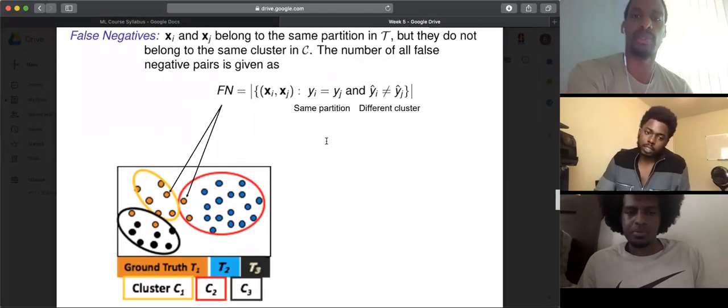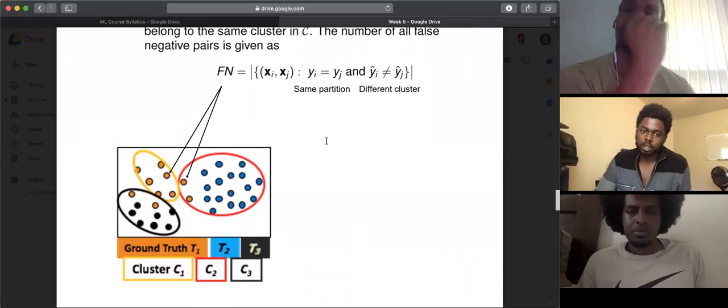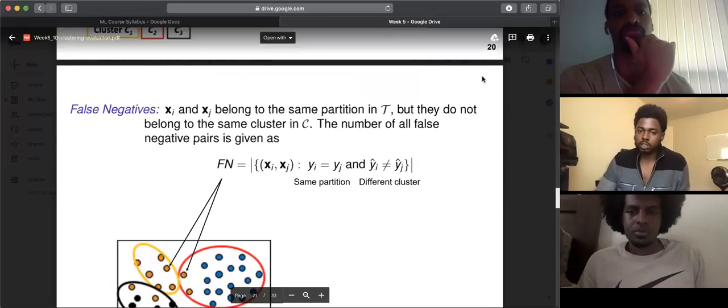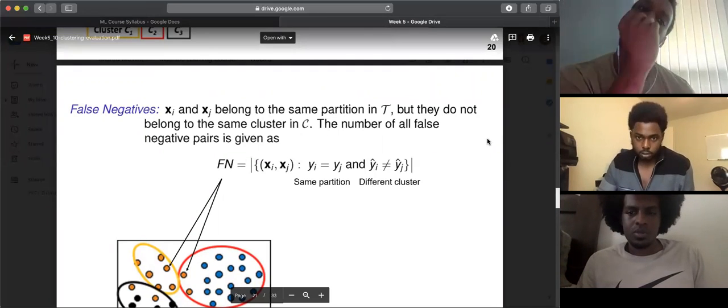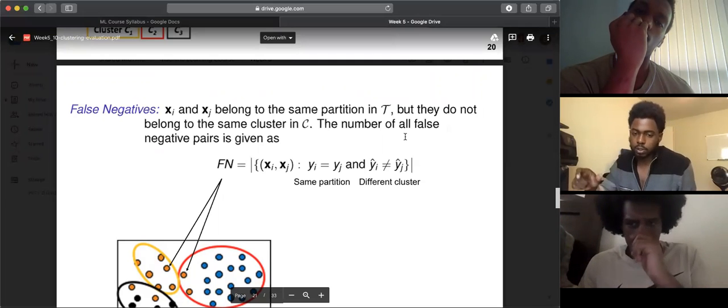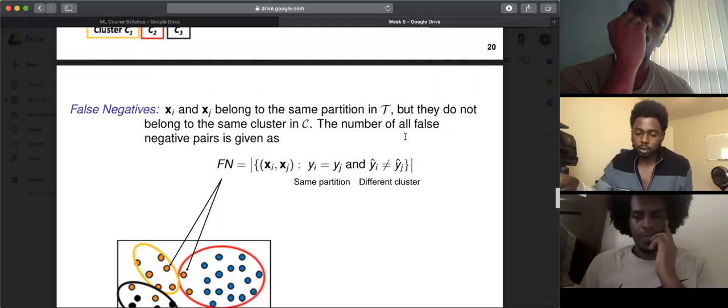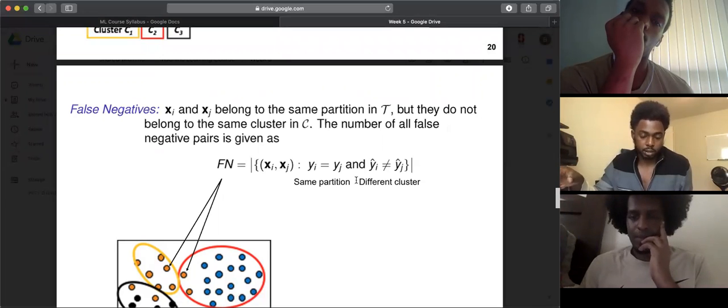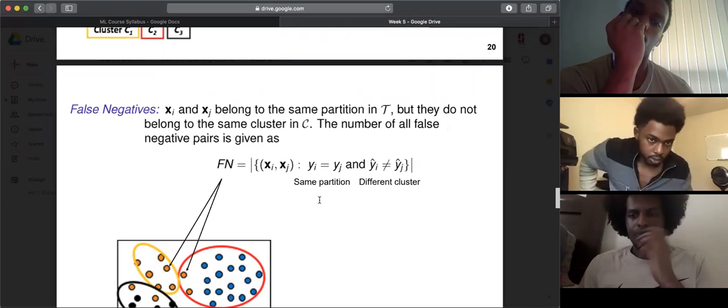Okay, I see. I guess the concept here, we're looking at evaluation of a cluster by comparing pairs. Exactly. Truthfully, these are the same, but our model says they're not. This is a false negative. Okay.